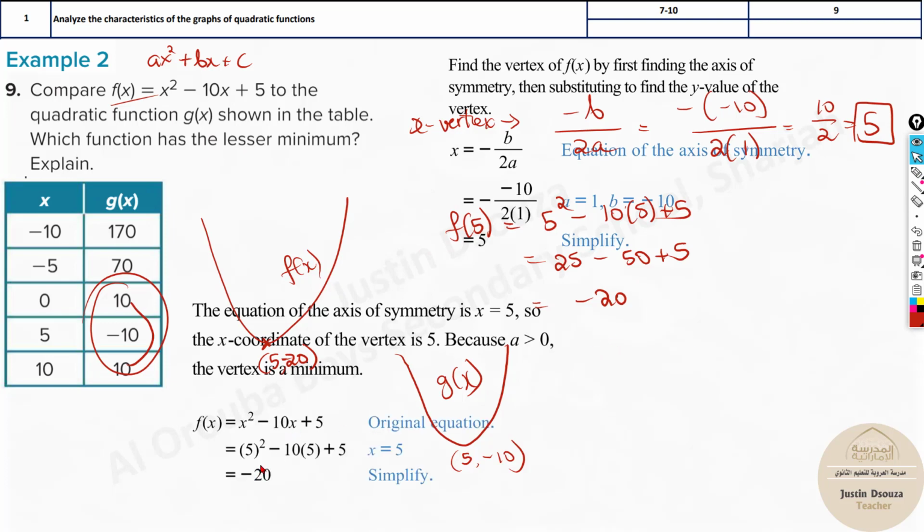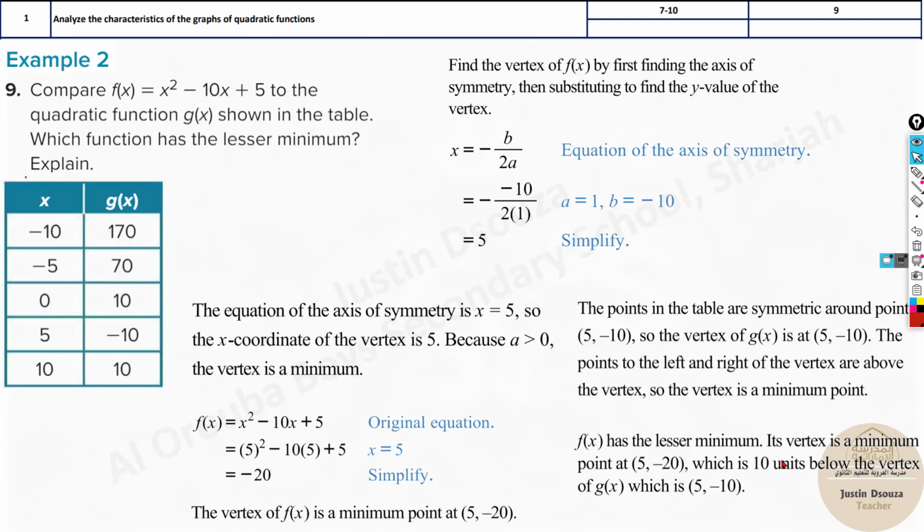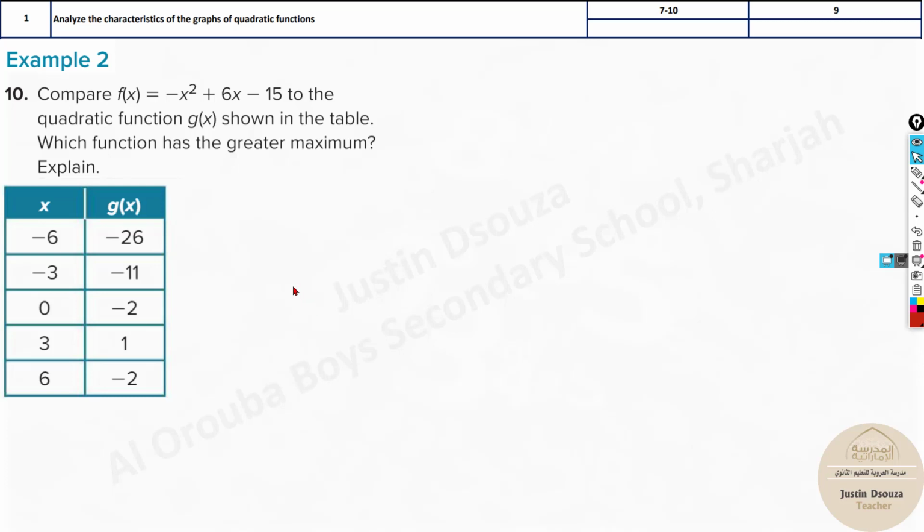This is enough. And that's how we find the lesser minimum. You can see this is -20, which we also found out. And then we just compare. F of x has the lesser minimum, which is 10 units below the g of x function. That's it. Same thing over here.